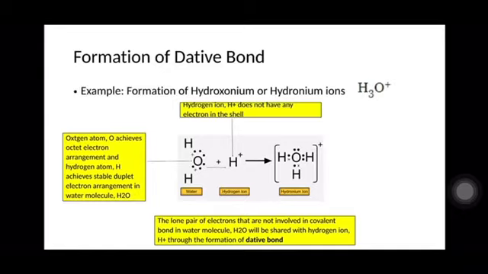Okay, sebab dia tiada elektron. So oksigen sekarang dia ada dua lone pair electrons that are not involved in covalent bond in water molecule. So lone pair of electrons ni dia akan share dengan hydrogen ion. Maksudnya dua-dua electrons ini datang daripada oksigen atom yang mana di-sharekan kepada hydrogen ion. Ini yang membezakan dative bond.